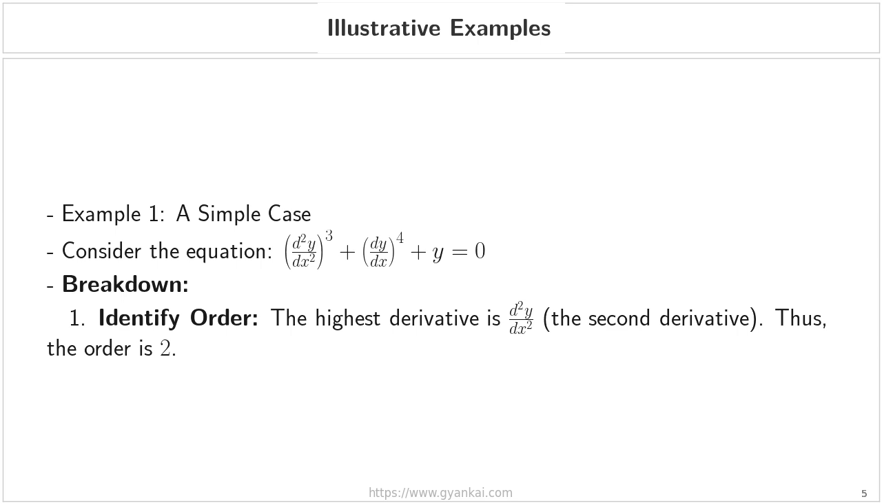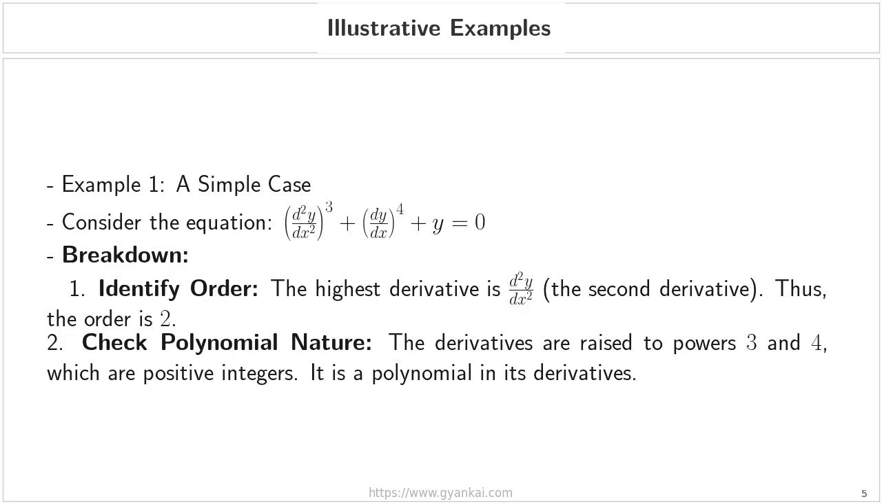First, let's identify the order. We look for the highest derivative present in the equation. Here, we see a second derivative and a first derivative, so the highest one is the second derivative. This means our order is 2.